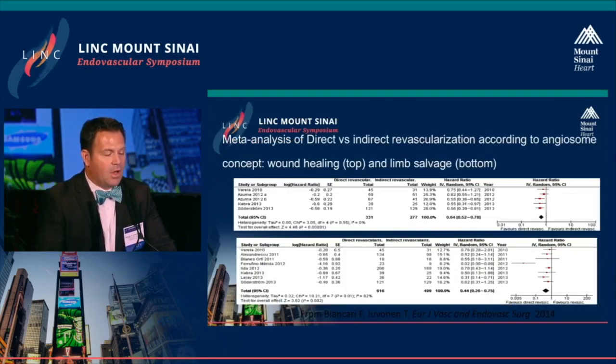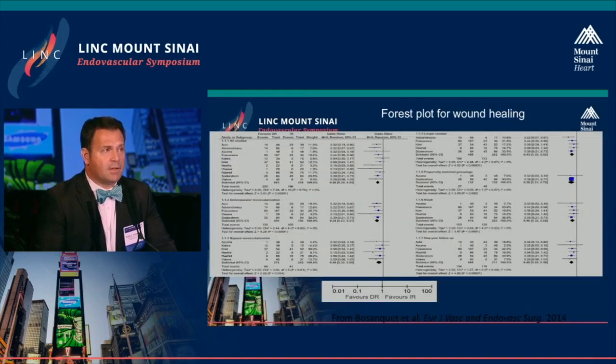So these are plots that look at wound healing and limb salvage, and you can see by the studies that uniformly, wound healing favors direct revascularization, or in other words, the angiosome concept. And then below on the limb salvage graph, you also see that it does favor direct revascularization, which makes sense. I mean, if you think about it, it makes sense to try to get blood flow directly down into the area.